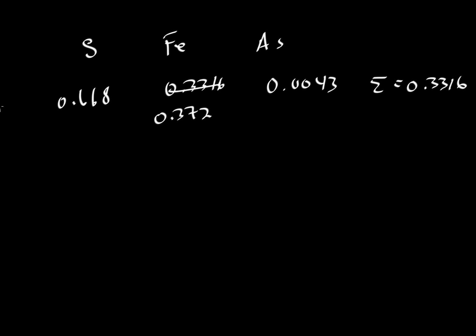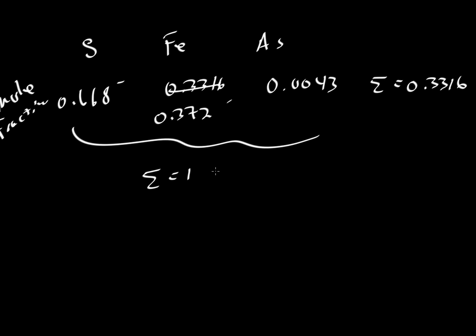So this is the mole fraction. All we've done is taken the mole proportions and divided them by the sum of all the atoms, which is 2.5018, and so we get these 3 values. Altogether, these sum to 1. So if we take the sum of all 3 of those, they sum to 1. This 0.3316 is just the sum of iron plus arsenic.